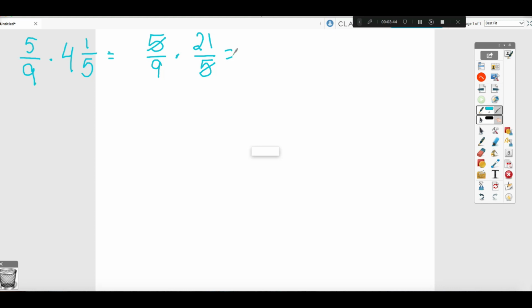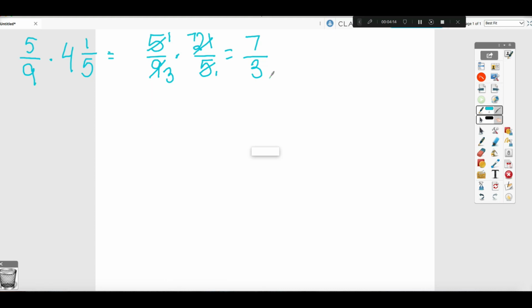What would come out of both 9 and 21? 3. I can divide both of these by 3. What is 9 divided by 3? And what is 21 divided by 3? Now I can multiply straight across. I have 1 times 7 is, and 3 times 1 is. That is a much prettier, easier to work with number than 105 over 45.